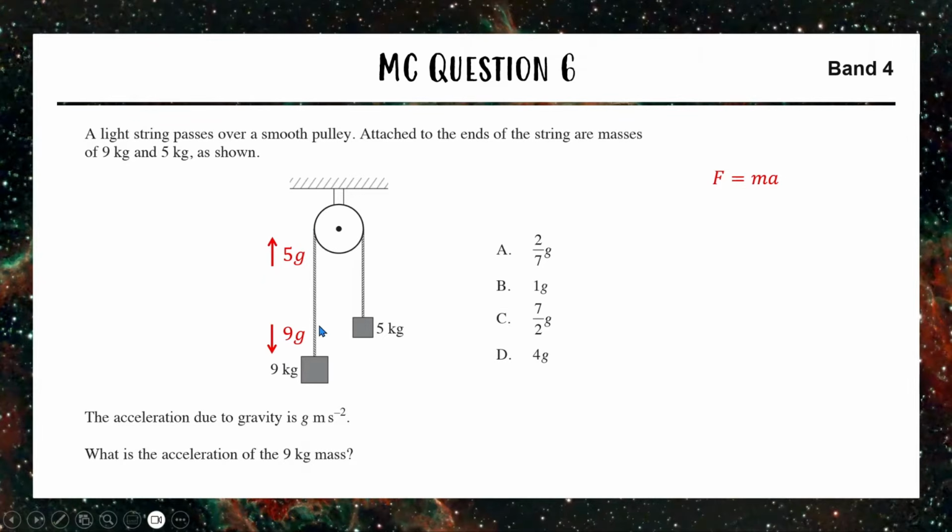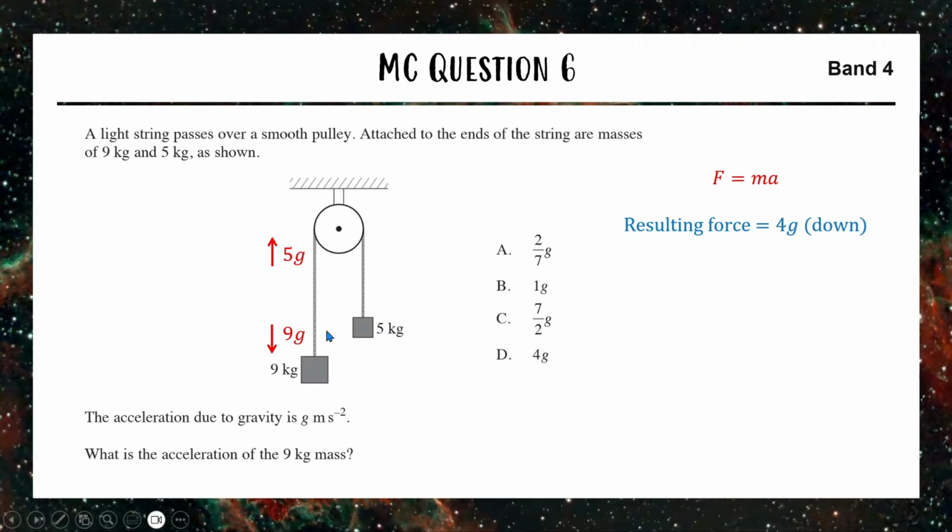So if we take down to be the positive direction, we can say that the resultant force on the 9 kilogram mass is going to be the difference between the 9g and the 5g. So we've got a resulting force of 4g in the down direction that I'm taking as positive for this question. Okay, so 9g going down, 5g pulling up, giving us a resulting force of 4g. Now let's put this into our force equation on the left-hand side. That's our resulting force. Now let's think about the mass of this object.